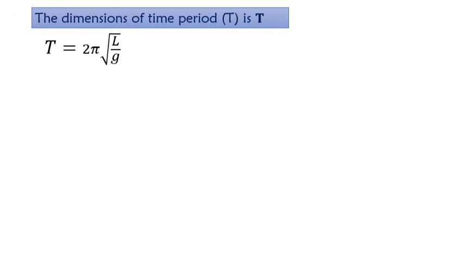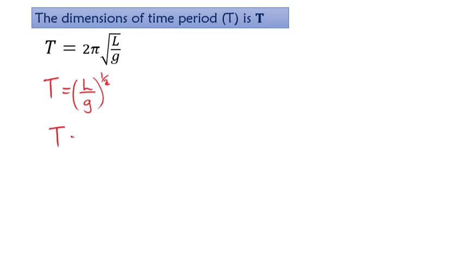The third equation is for period. We have to show that the right-hand side should reduce to T, which is for time, in this case, the time period. This is what we're going to do. 2π is a constant, so I'll just leave it out. 2π is just a number, like we said, so we'll only remain with L divided by g, raised to the power half, because remember, a square root is as good as a power half.